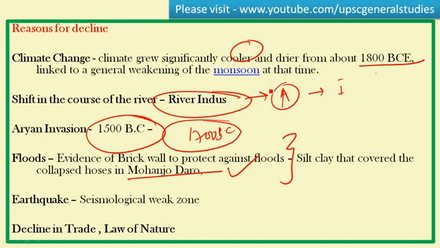And the last theory is the law of nature. Every entity has to move from the early phase to mature and then to the decline phase. So this is the law of nature, and the Indus Valley civilization is not an exception. That is one of the reasons. These are the reasons quoted for the decline in the Indus Valley civilization. In the 2014 question paper, we found a question: quote the reasons for decline in the Indus Valley civilization. So this is the answer for that.